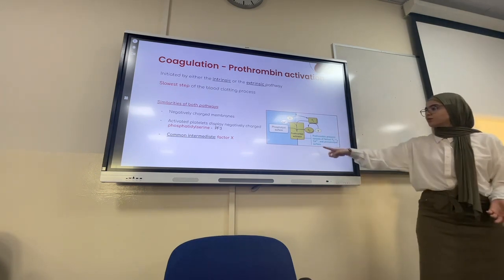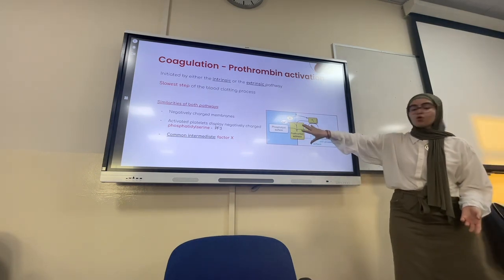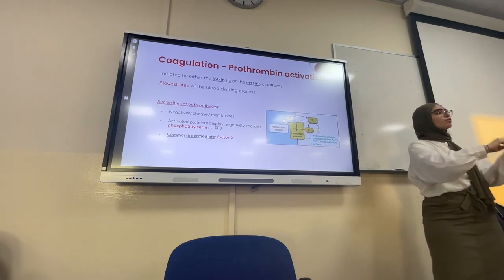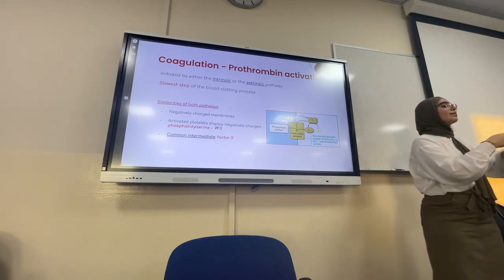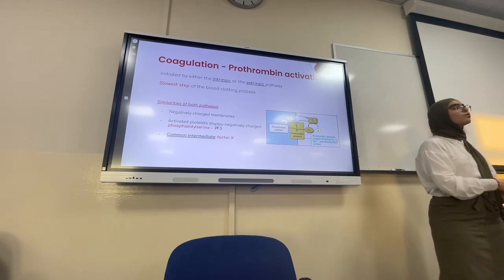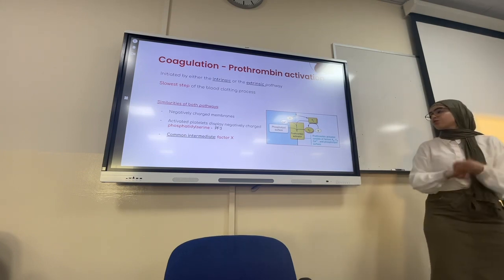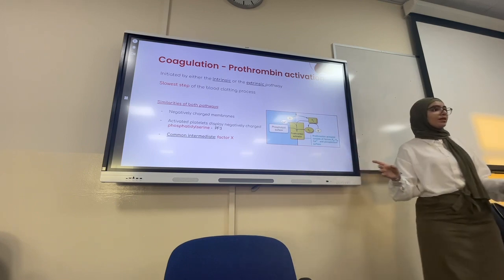This is really important to hear, because in order to form the prothrombin activator, I need four different things. I need factor X, factor V, calcium, and a phospholipid surface, which is a negative surface. So I need these four things, and this is really important, okay?